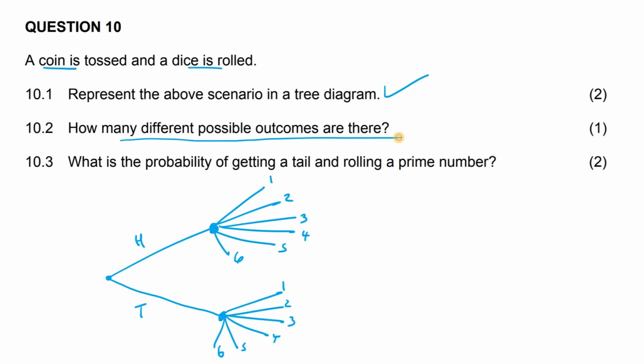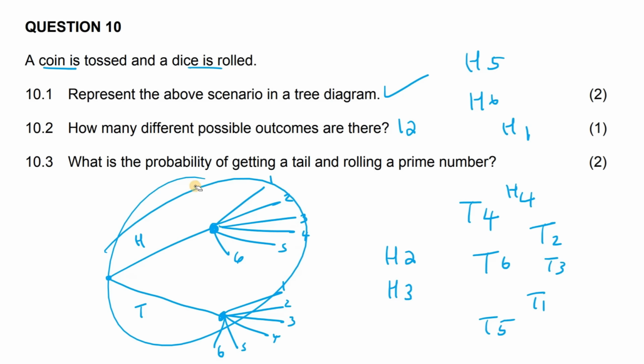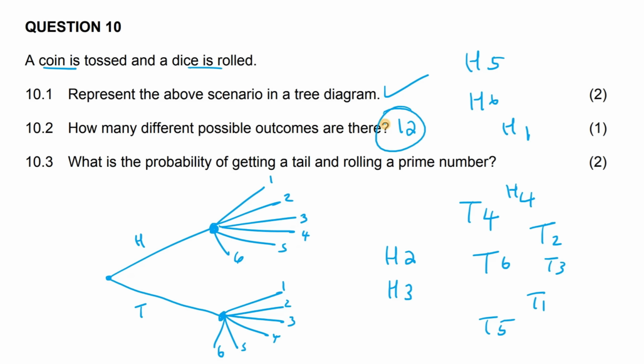How many different possible outcomes are there? To work out the possible outcomes, you just count all of these ending parts. So it's 6 plus 6, so that would be 12. Think about it. You could roll a heads and a 2, a heads and a 3, a tail and a 4, a tail and a 6, a heads and a 5, a heads and a 6, a heads and a 1, a heads and a 4, a tail and a 2, a tail and a 3, a tail and a 1, a tail and a 5. I'm just finding all the possible combinations, and you would see that there are 12.